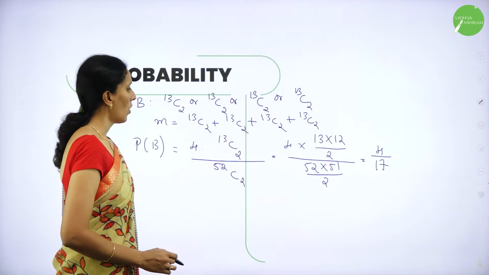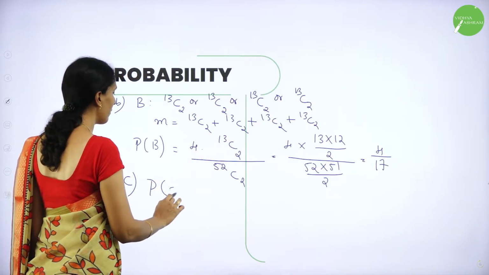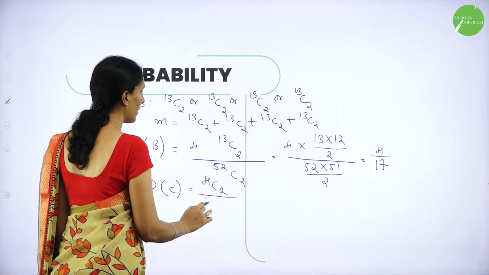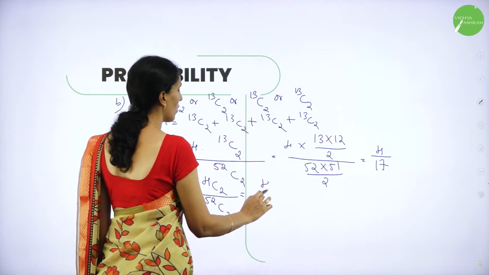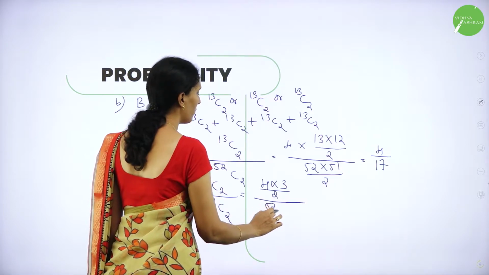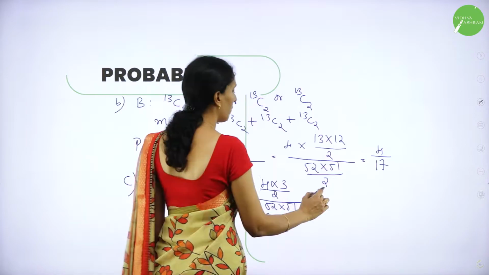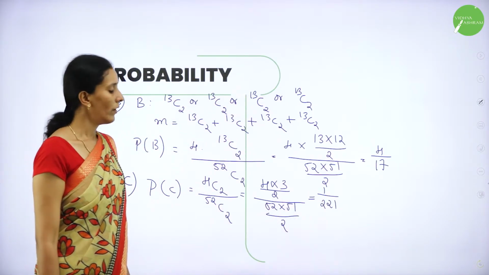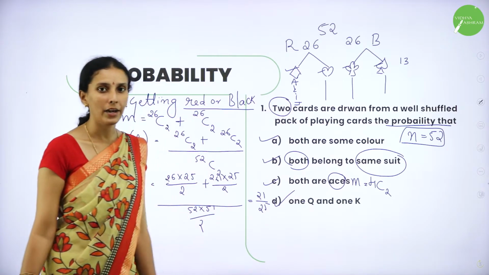So therefore, what happens here? Here, suppose I take C as an event. Here my answer is 4C2 whole divided by 52C2. That is 4C2 is 4 into 3 divided by 2, divided by 52 into 51 by 2, which gives 1 by 221. So we will take the last question, 1 Q and 1 K.